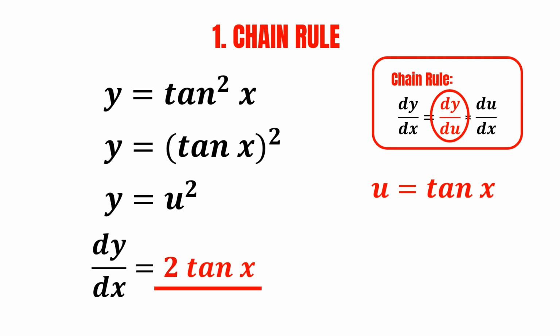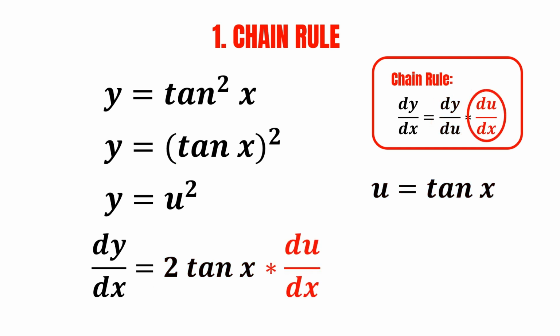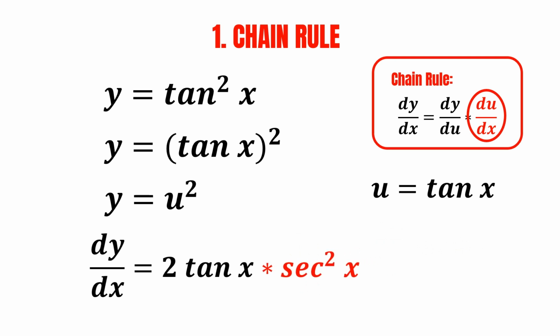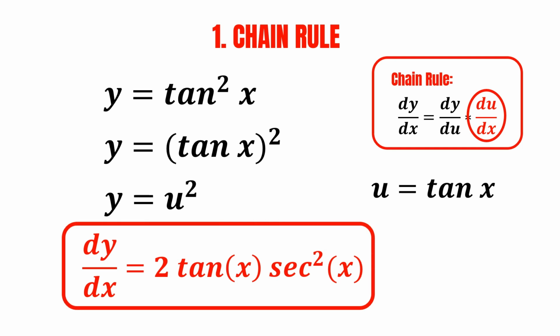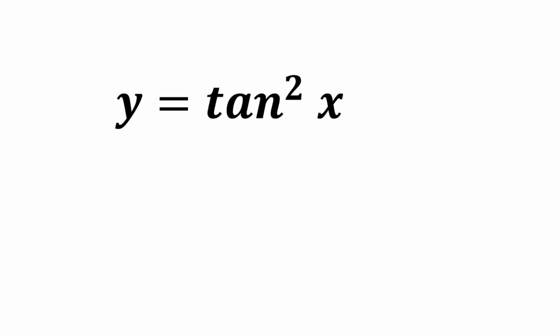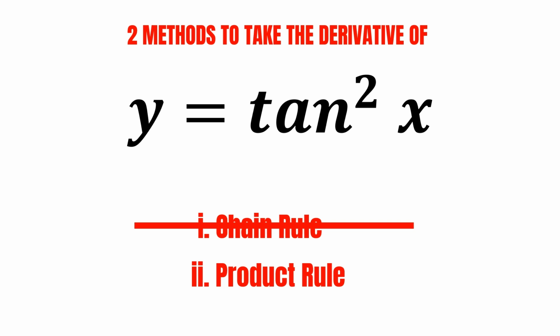This dy over du is actually what we call taking the derivative of the outer function without changing the inner function. Then, we will have to multiply it by du over dx, which is the derivative of the equation u equals tangent of x. For the derivative of tangent of x, we know that it's equal to secant squared of x, so we replace it into the equation. This du over dx is actually what we call the derivative of the inner function, which in this case is the derivative of the tangent of x. And we've got our final answer, which is 2 multiplied by tangent of x multiplied by secant squared of x. That's how we take the derivative of tangent squared of x by using the chain rule.